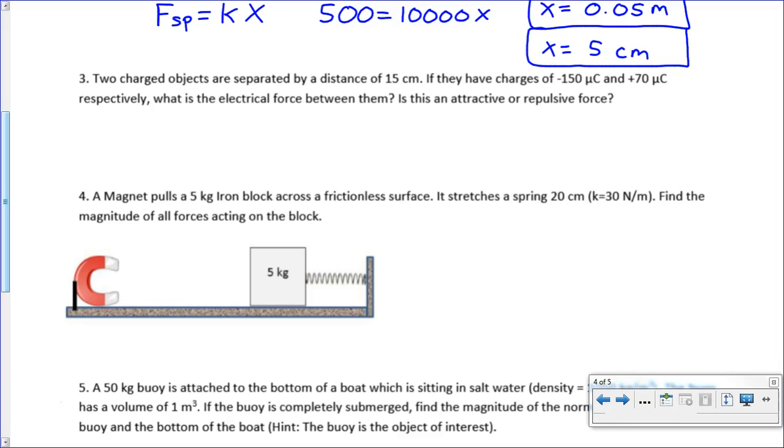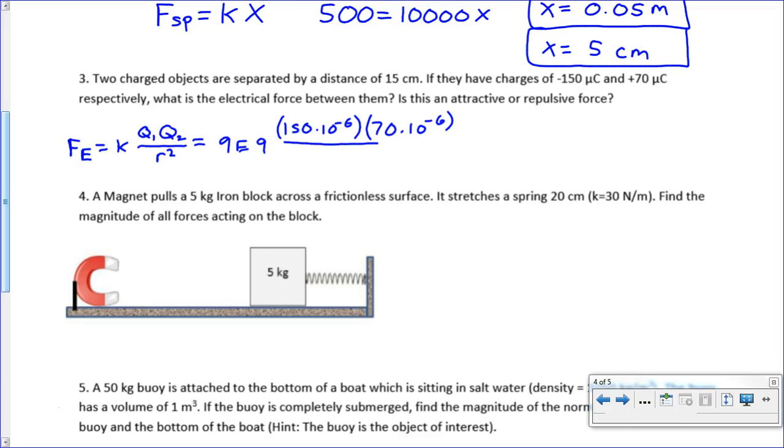All right, so we have to plug things into the electrical force equation. That's F_e, which equals k times Q1 Q2, the 2 charges, over the distance separated squared. The k is the electrical constant, and that's always 9 times 10 to the 9th. So in this case, that's equal to 9 times 10 to the 9th, which I just put in my calculator as 9E9, times Q1. These are in microcoulombs, so you have to multiply them by 10 to the negative 6th. So 150 microcoulombs is 150 times 10 to the negative 6 coulombs, and then we multiply it by 70 times 10 to the negative 6th. All right, those are our 2 charges.